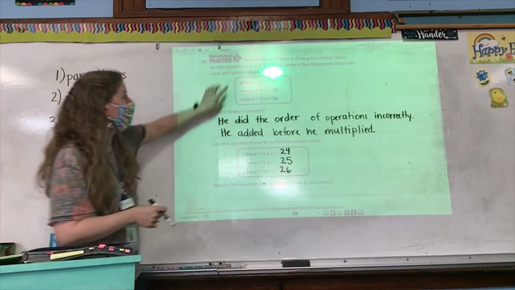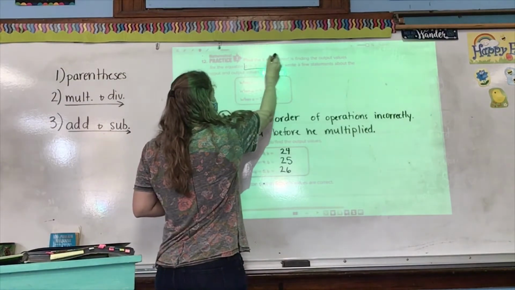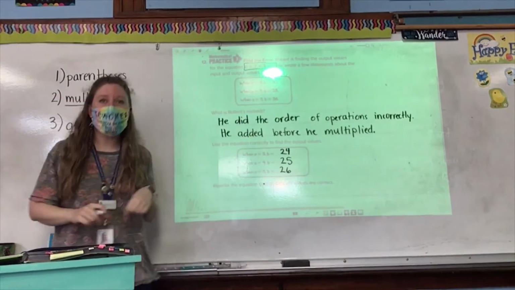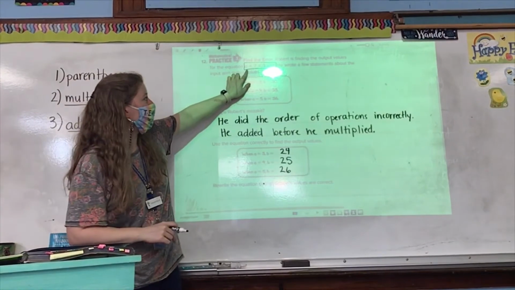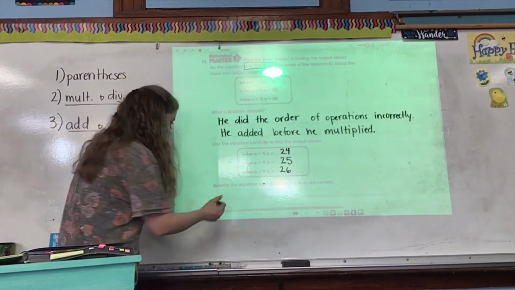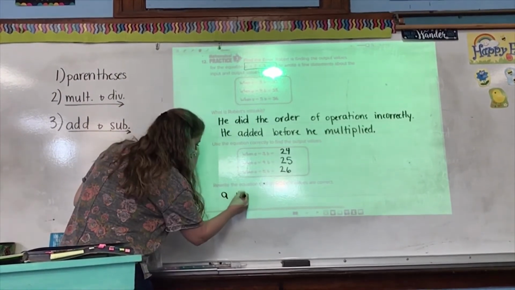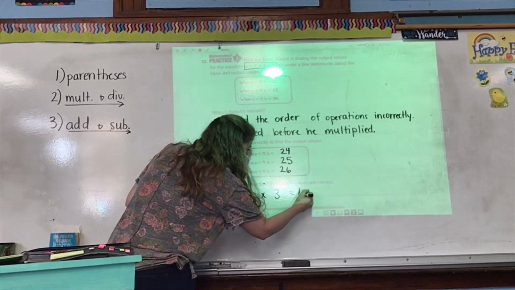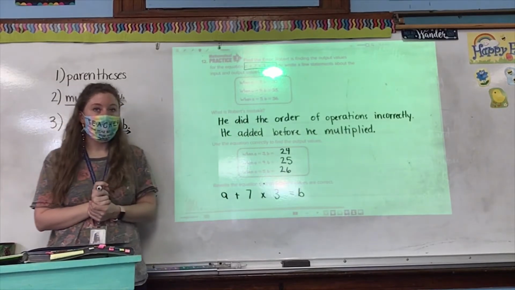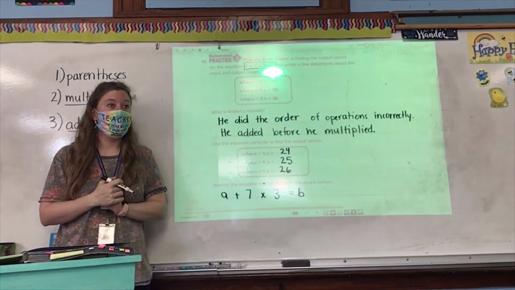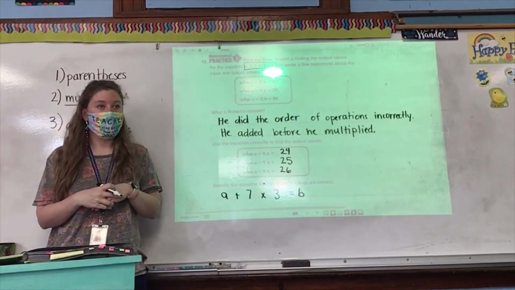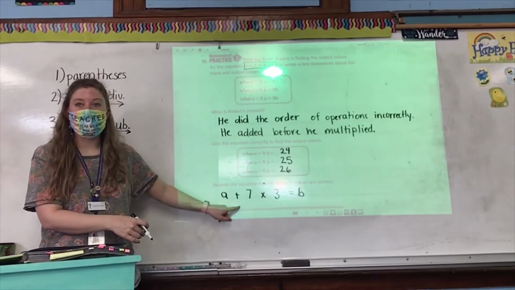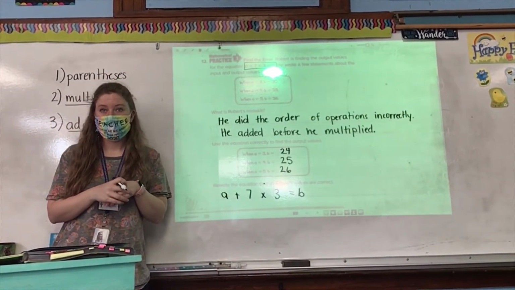Now, we have to rewrite this equation so that Robert's values, his answers, are correct. So that means we take this exact same equation, a plus 7 times 3 equals b. But we just change it a little bit so that his answers are right. How could we change this to show that you have to do the addition first? Carla.